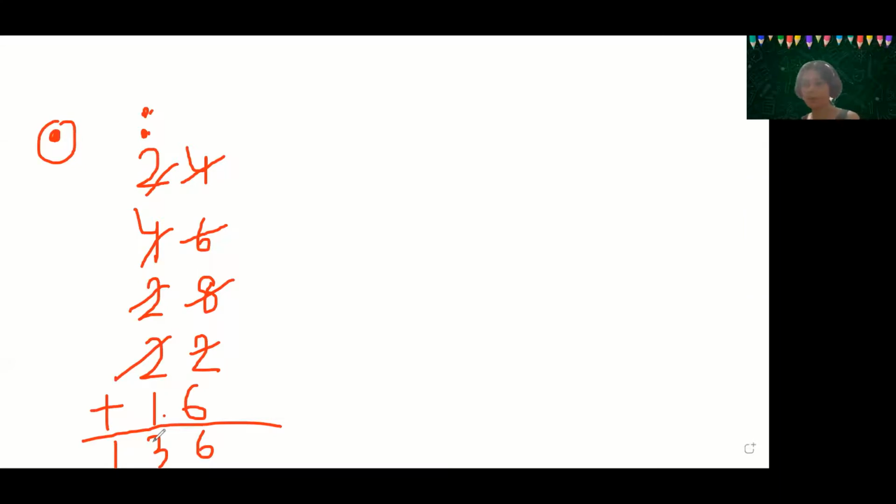Direct complements. If you know the direct complements or indirect complements, that gives you 10. It is very easy to calculate the sum. Understand? Okay. Now let us take the other example.